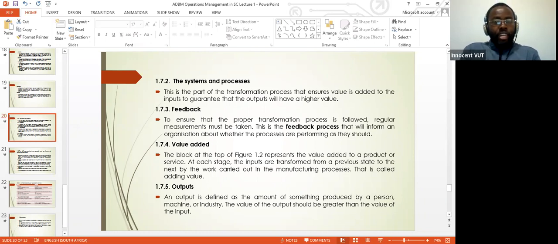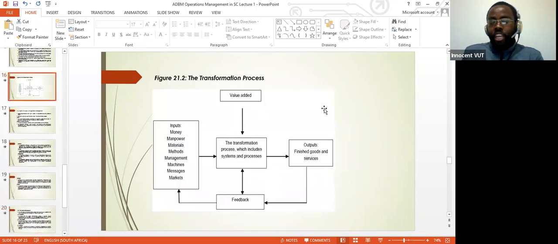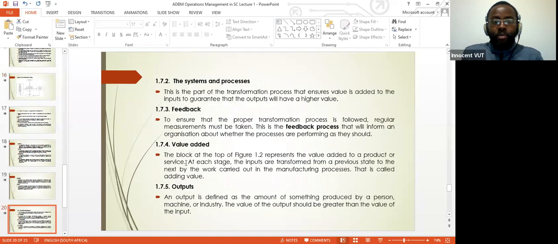And then the other element that we have is value added. So if we look at that other diagram that I showed you here, we have value added at the top there. So value added, it represents the block at the top of that figure that I've shown you. It represents the value added to a product or service.